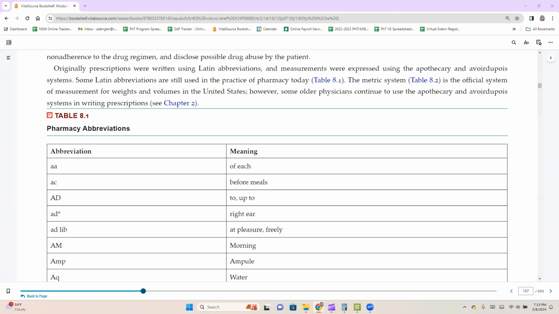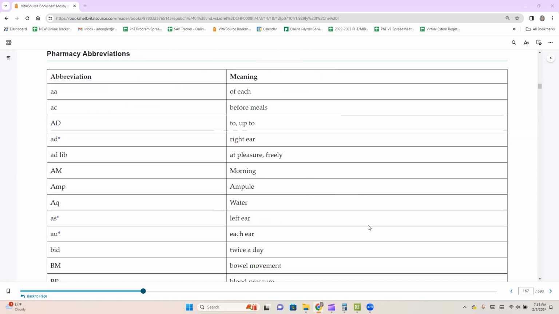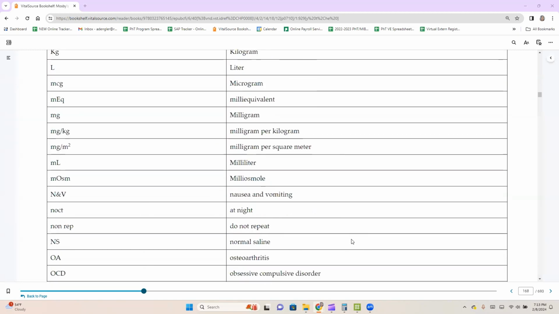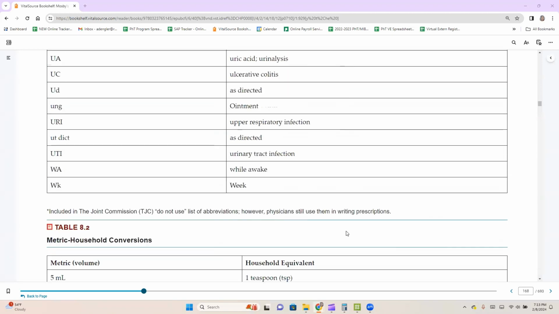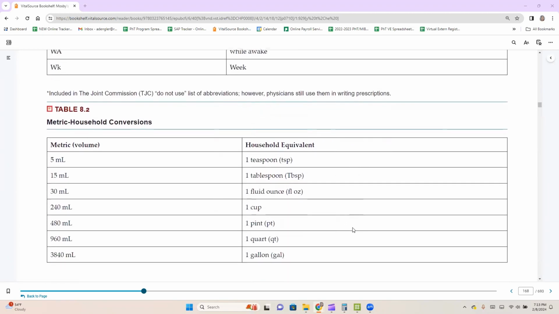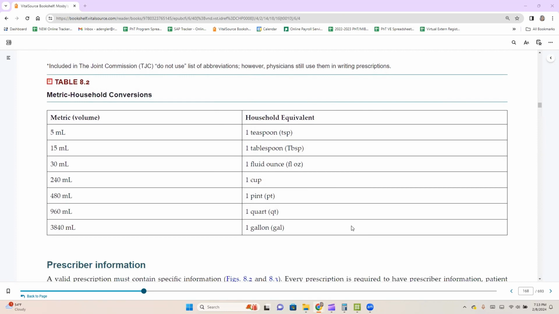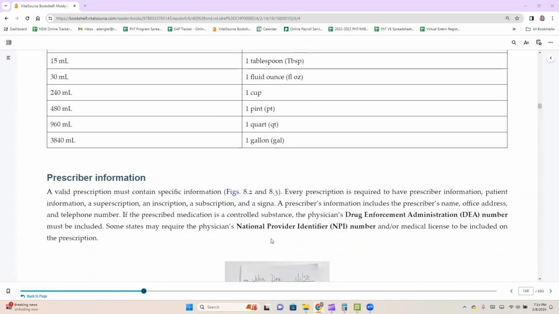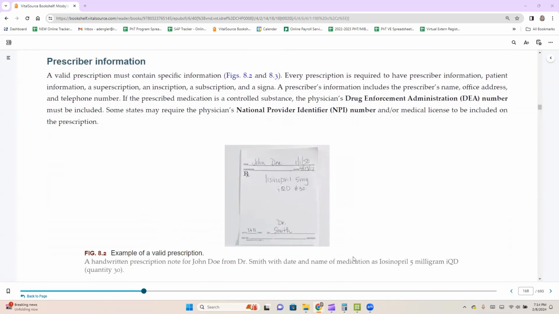So here is a list of pharmacy abbreviations. And we have a more comprehensive list that is in Canvas. If you need help finding that, let me know, and I'll also make sure I post that in the study materials, where I won't go through these one by one. And then we also have Table 8.2, which is metric household conversions. So we have the metric volume on this side, which is equivalent to this household equivalent here. We will be learning all of these throughout our math term that we will have.